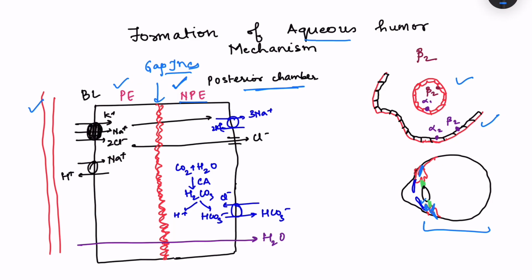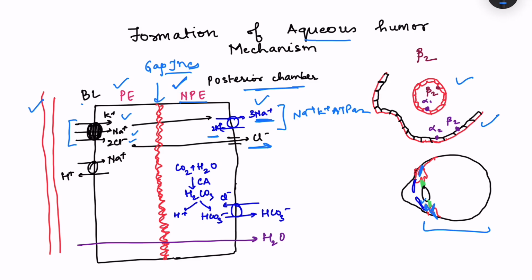Now this basolateral membrane of the pigmented epithelium has the sodium potassium 2 chloride transporter, which is a symport, and via this, potassium, sodium and chloride enter into the cells, and then sodium goes out and again potassium enters into the cell by the sodium potassium ATPase. Because sodium enters into the posterior chamber, chloride also follows, because sodium is the positive ion. To neutralize it, chloride also follows into the posterior chamber.